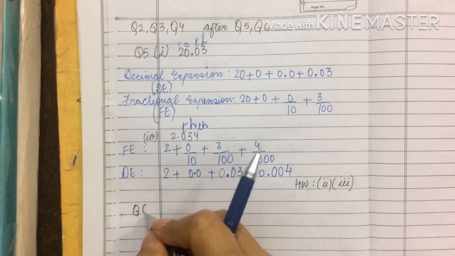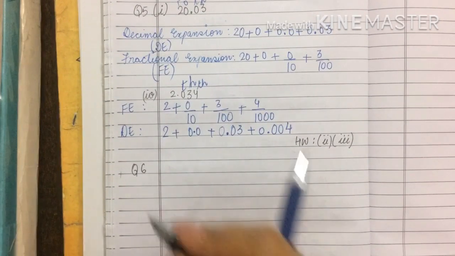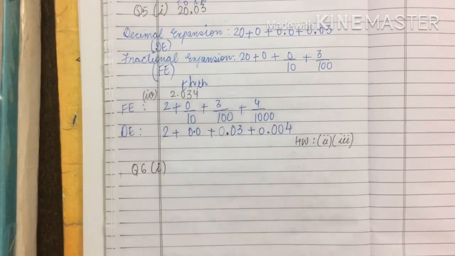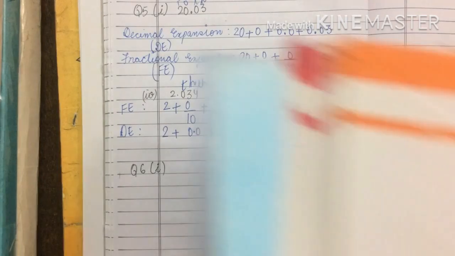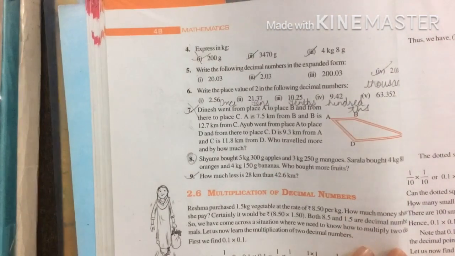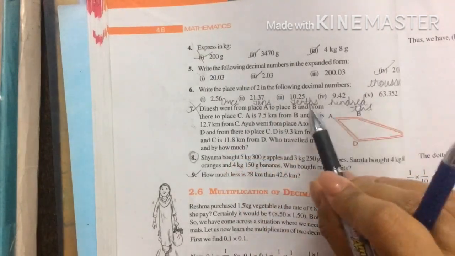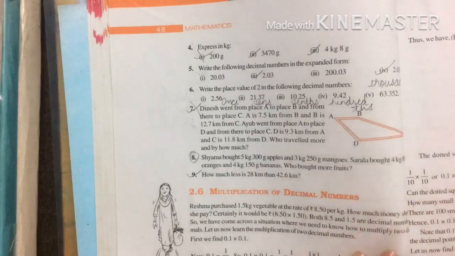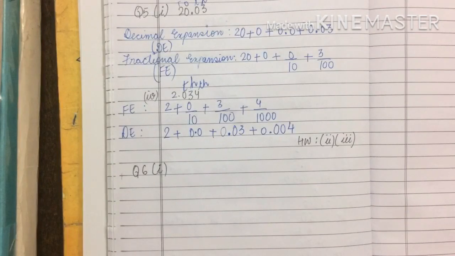Now let us do the next question, question number 6. We have already discussed a few examples related to this question. Question number 6, you have to write down the place value of 2 in the decimal numbers. So all these numbers contain 2. You have to write down the place value of the digit. Now there are two types of questions. They are asking for the place or they are asking for the place value. Be careful.